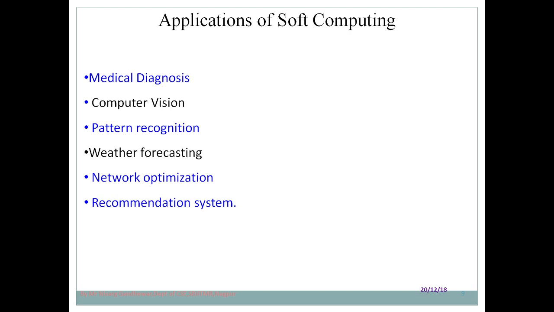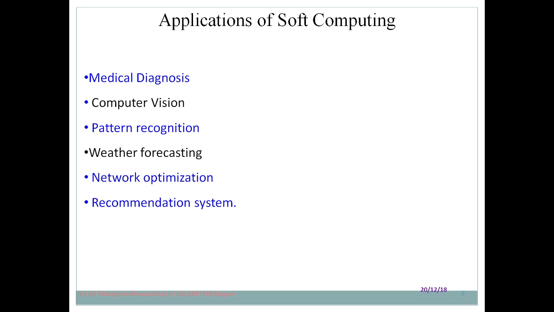Then the next application is computer vision. Currently, computer vision is a very latest, advanced application of soft computing. In computer vision, you have object detection and segmentation. These are the two main parts of computer vision. Now what is the use of object detection? Suppose I need to count the number of persons present in a railway station or the number of persons present in an airport.